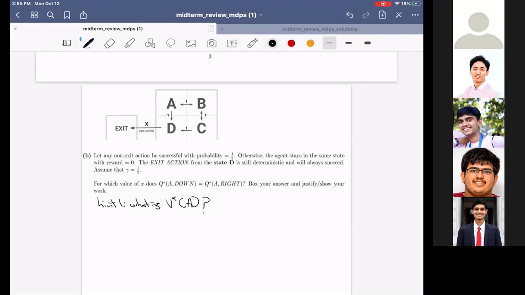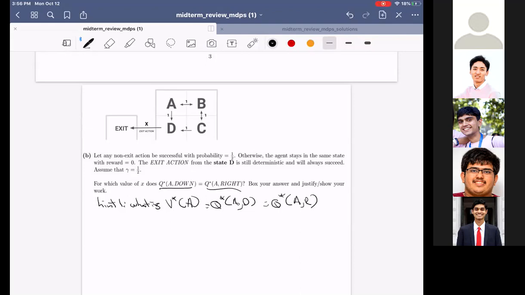So my first hint is, what is V star of A in terms of the Q values? Any ideas? So it turns out that from state A, there's only 2 actions, right? There's down and there's right. And we know that the Q values of both of those actions are equal. So V star of A is equal to Q star of A comma down, and that's equal to Q star of A comma right. So that makes our life easier. Anything we're writing where we're writing QA down, we can also use QA right, and so on.